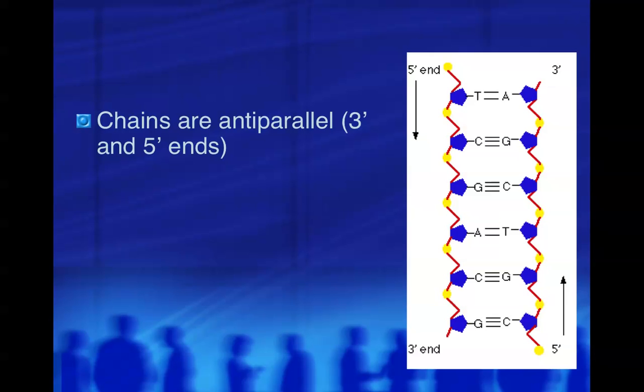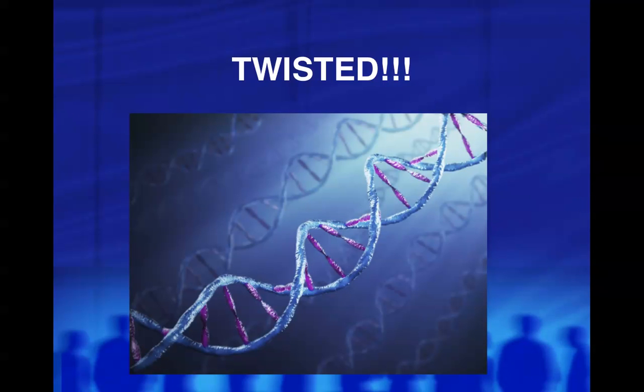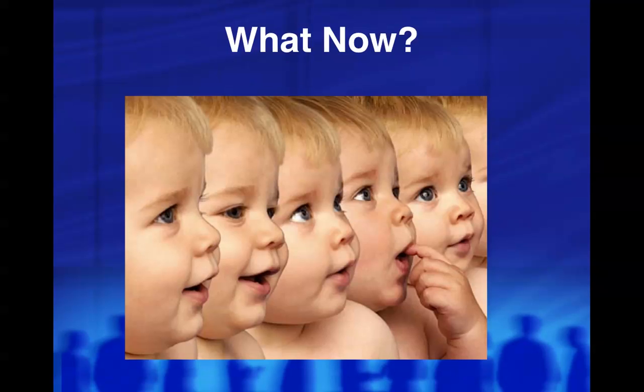This is due to the numbering of the carbons, and so the 5' end means that's the 5th carbon sticking out, and the 3' end is the 3rd carbon sticking out. But you can name them as the phosphate versus the sugar group. And note the sides are going in opposite directions, so they are what's known as anti-parallel. And it is twisted, as seen in the picture. It's not a straight ladder, but a curved, twisted ladder.